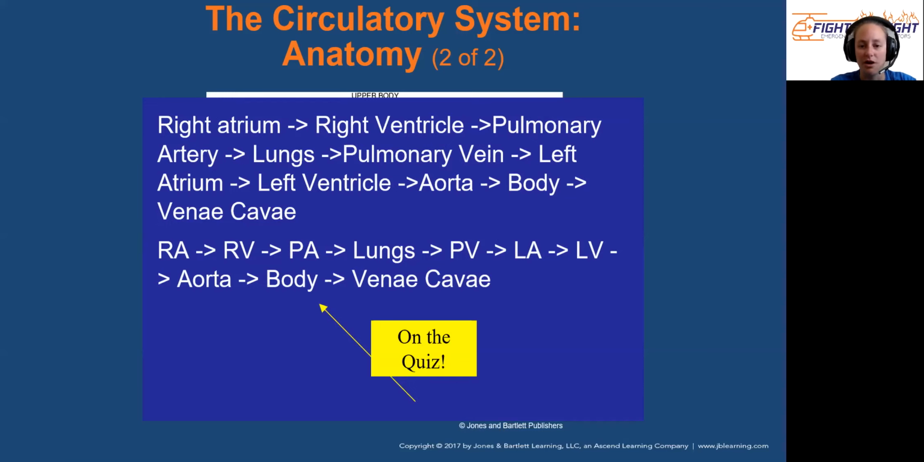And then it branches off into all these other arteries and travels all through your body, drops off all those nutrients, drops off all that oxygen, picks up all the carbon dioxide. Now it's headed back to your heart.